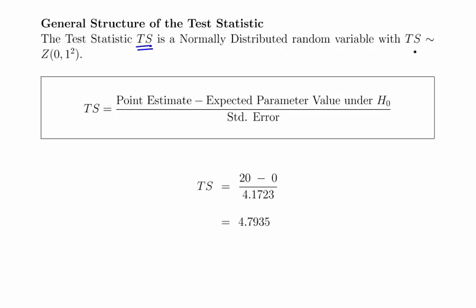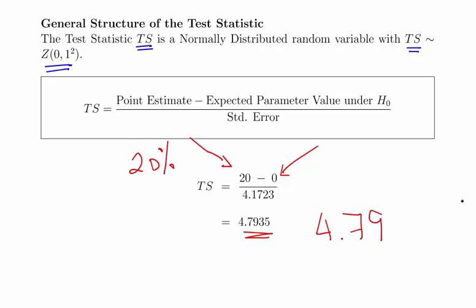It's a normally distributed random variable with this specification here. You can just put in something like that to say what TS is. Critical value I'll explain shortly. But it's essentially our point estimate minus the expected parameter value under the null hypothesis. Under the null hypothesis, we expect a difference of 0. So that's where this 0 comes from. And we observe 20%, in both cases, recovery or non-recovery. And 20 minus 0 divided by 4.1723 gives us 4.79. We'll leave it as 4.79.